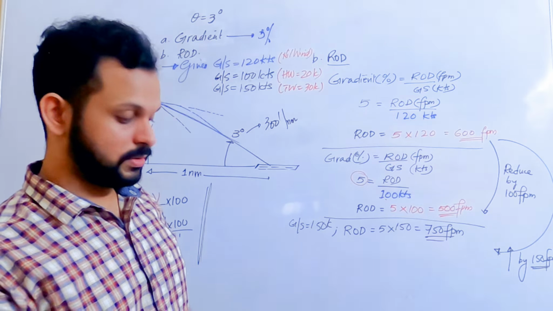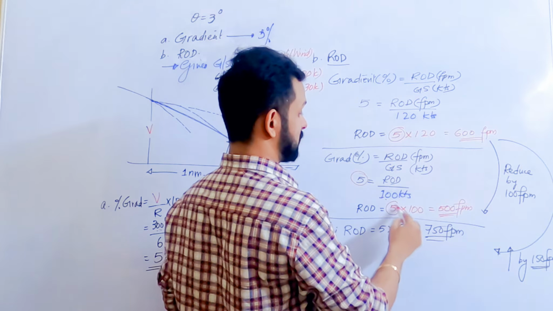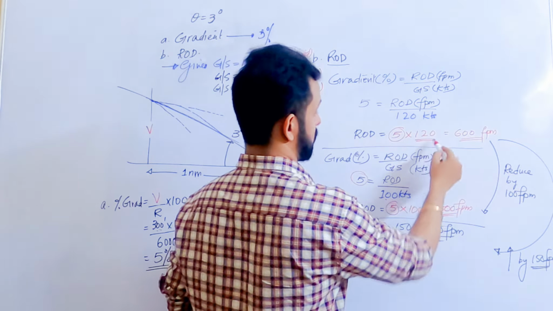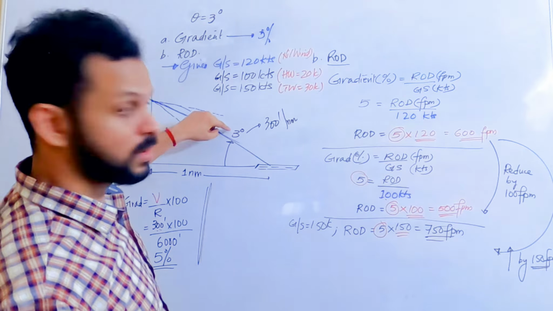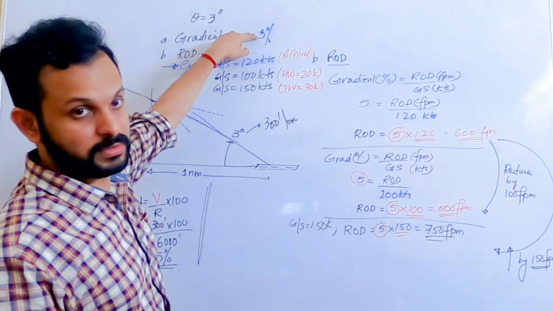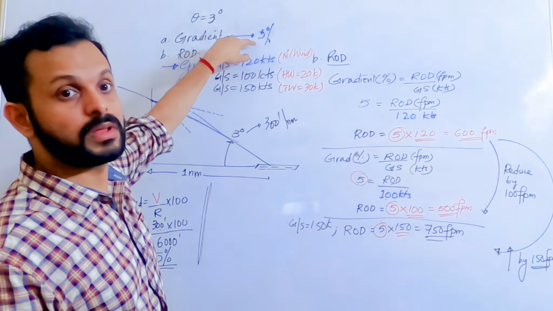Make sense? Now you see a number here that we have been multiplying constantly, but multiplying with what? With ground speed. On a 3 degree glide slope, since the gradient is 5%, the rate of descent is always going to be 5 times your ground speed.